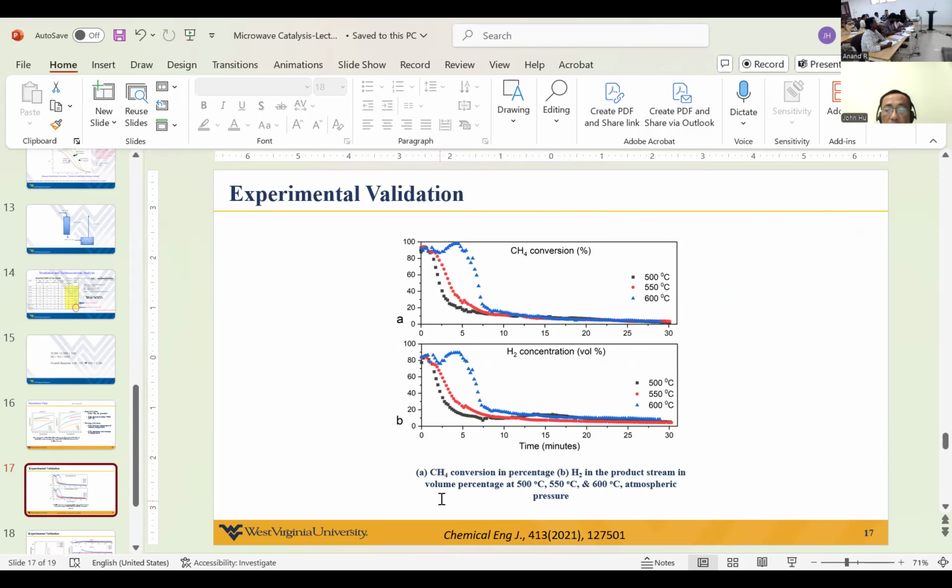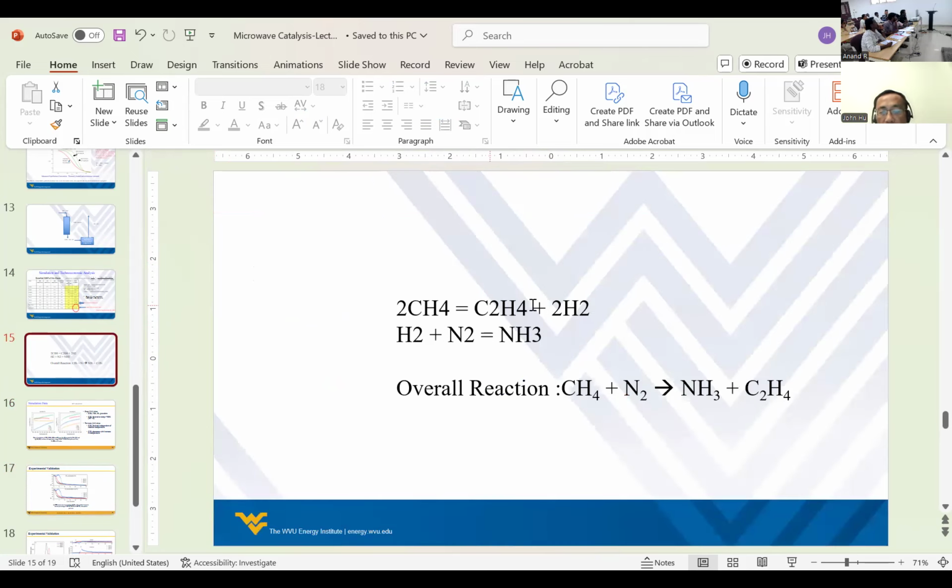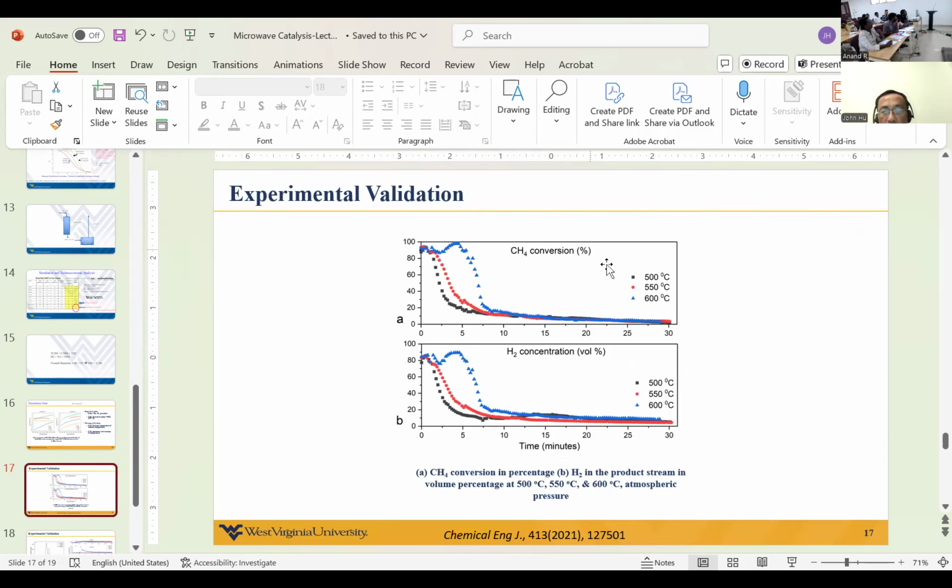This is the experimental data under microwave. You can see the methane conversion begins very high and then drops. High methane conversion means the methane turns into hydrogen and ethylene. We ran this reaction at different temperatures: 500 degrees C, 550, and 600 degrees C. Then we monitored the hydrogen concentration. That's what we want, because you need hydrogen in order to react with nitrogen to make the ammonia.